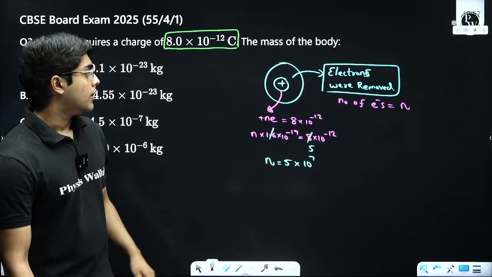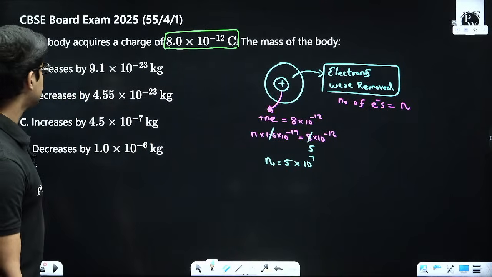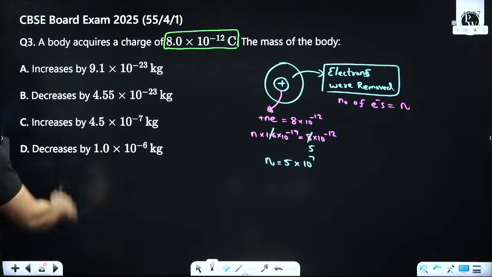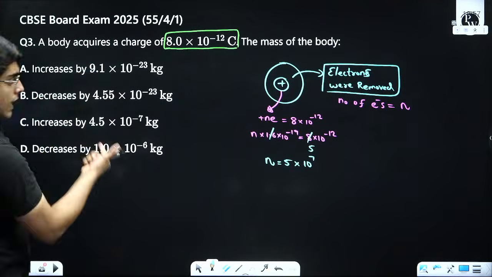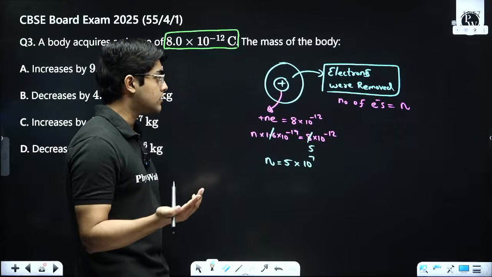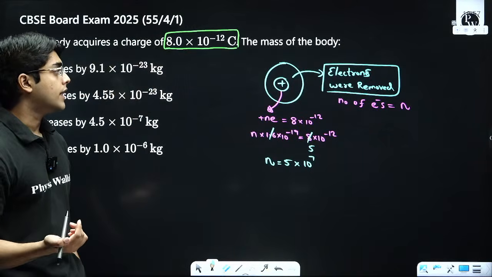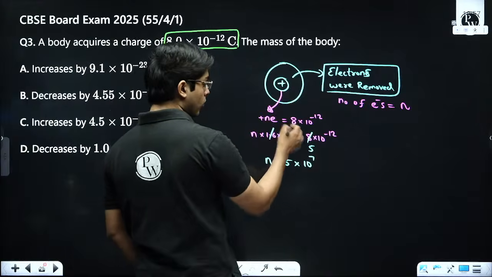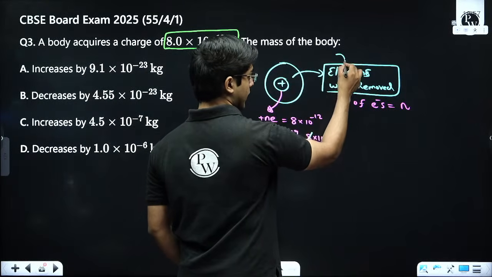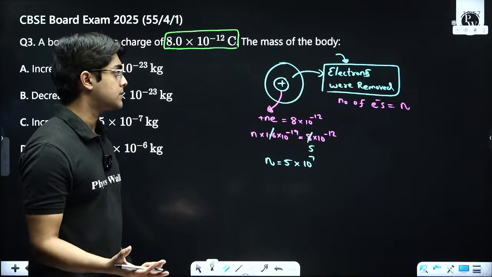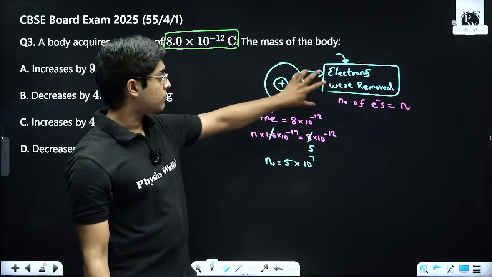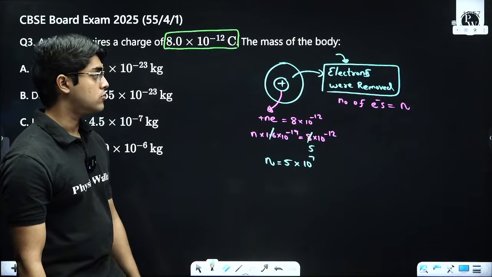Okay. Now the main question is the mass of the body is increased or decreased by what amount? So what does that mean? Why are they asking the mass of the body changed? That is because how was the body charged? By removing electrons, right? Now electrons also have some mass. So which means some mass of the part of the body was also removed.